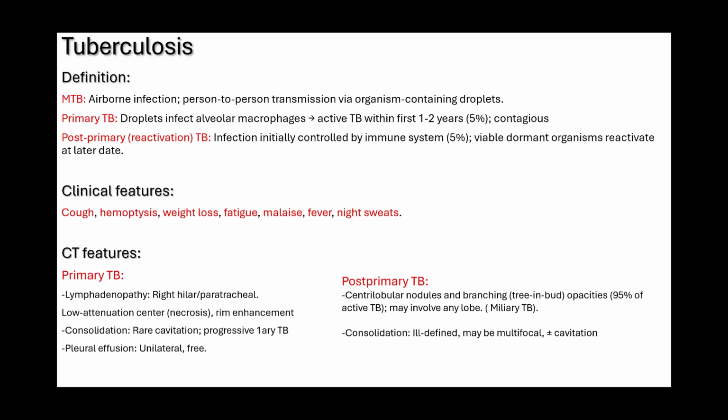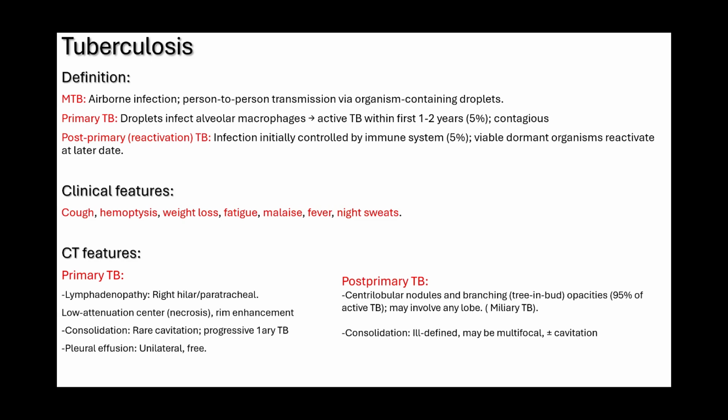And primary TB has an appearance different from reactive TB. Clinically, the patient may present with cough, hemoptysis, weight loss, fatigue, fever, and night sweats. Imaging features we have in primary TB: consolidation, not cavitating consolidation. Cavitating consolidation is related to reactive TB. Pleural effusion, usually unilateral, and lymph nodes, but the lymph nodes will be low density, I mean necrotic, with peripheral rim enhancement. This is regarding primary TB.